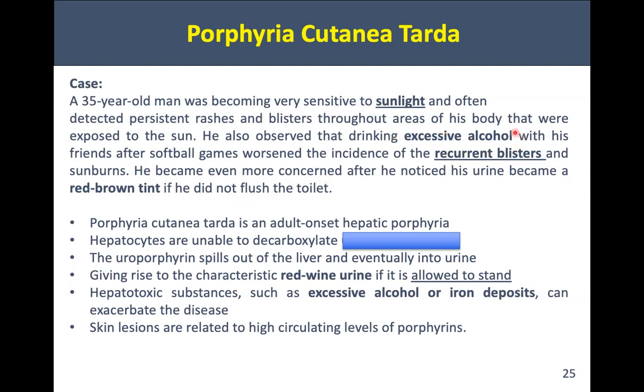Another thing that they might give you a clue in is drinking excessive alcohol. As you know, alcohol damages the liver, and so this is another thing that's going to further exacerbate the porphyria. Okay, so now that we know the scenario of porphyria cutanea tarda, just tell me one more time, what is the name of the substrate that cannot be metabolized in porphyria cutanea tarda? What is the name of that substrate? Uroporphyrinogen, right? And so there's going to be elevated levels of uroporphyrinogen in porphyria cutanea tarda.